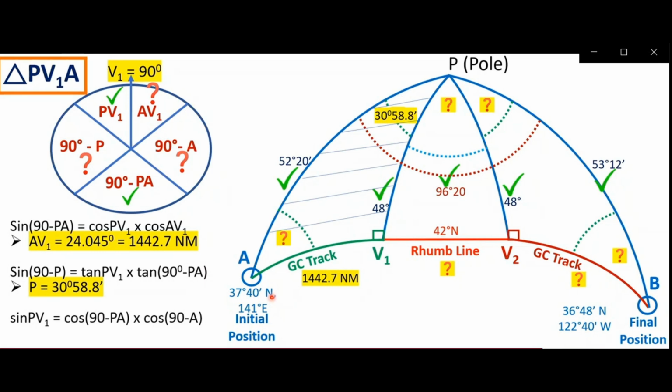And we write the formula again now. And obviously this time we want to calculate angle A. So sine of the middle part is equal to product of the cosines of the opposite. When we put these values, we get angle A as 69 degrees, 51.2 minutes. This value we transfer to the diagram here.